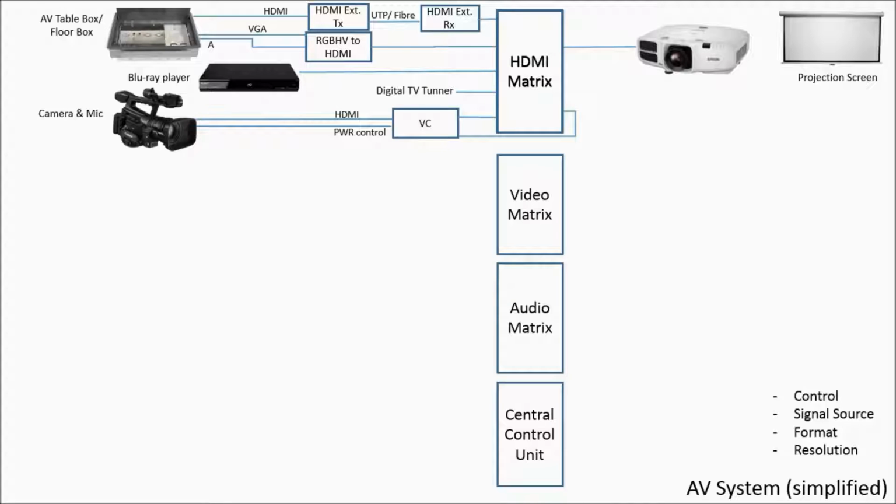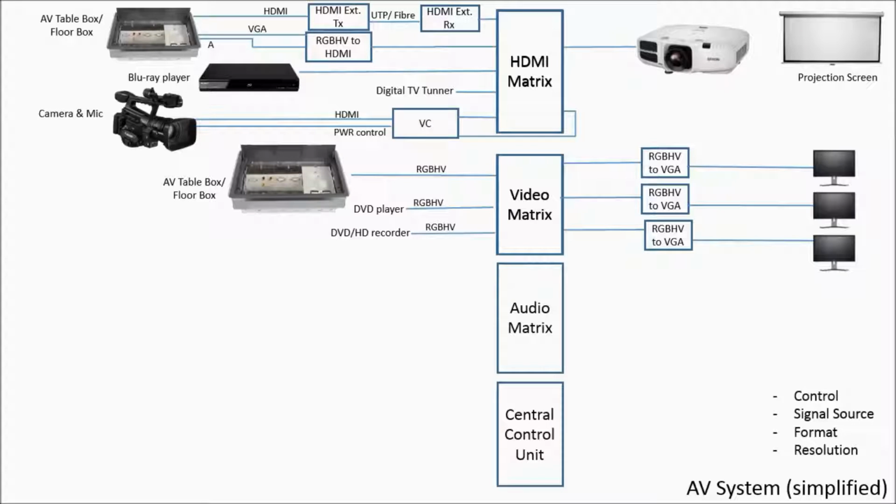For the video matrix, the signal source can be from the AV table box, floor box, DVD player, or recorder. The analog signal is then processed inside the switches and fed into the LCD display by converting it into VGA.